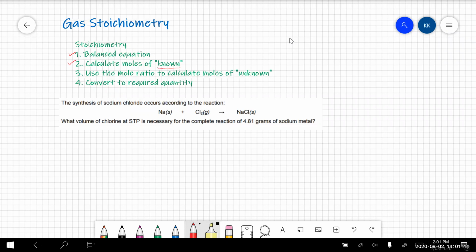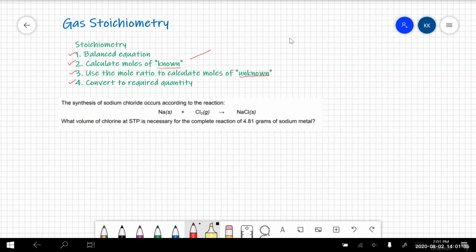After that, we're going to use the mole ratio, and that will allow us, if we know the moles of the known, to calculate the moles of the unknown. The unknown is normally what the question is asking us to find. And then finally, the last step of the question will be converting to the required quantity. So where do gases come into this?